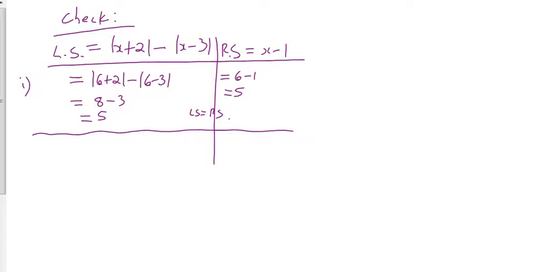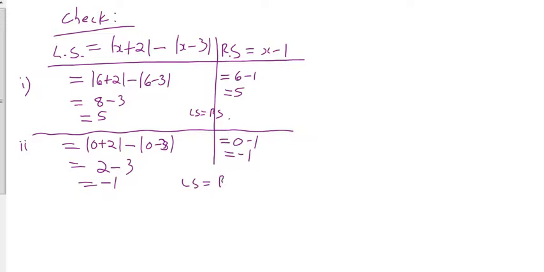Okay, number 2 was what? 0? So number 2, that's equal to the absolute value of 0 plus 2 minus the absolute value of 0 minus 3, which is 2 minus 3, which is negative 1. And over here we get 0 minus 1, which is negative 1. So we have a valid check.